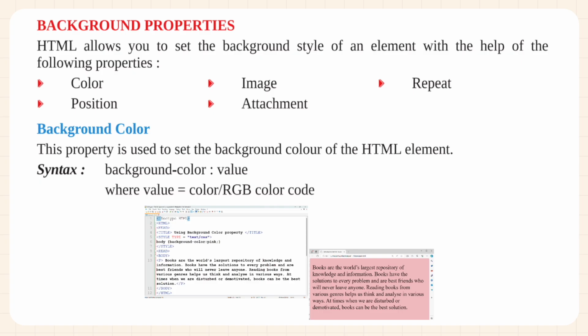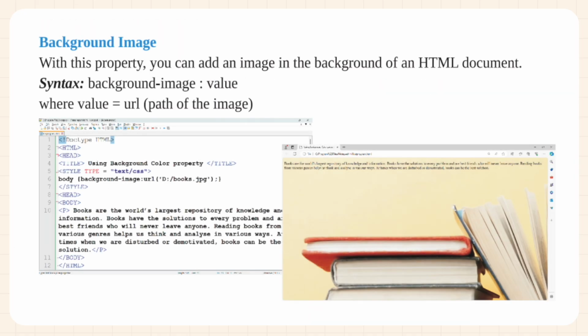Background properties. HTML allows you to set the background style of an element with the help of the following properties: color, position, image, attachment, repeat. Background color. This property is used to set the background color of the HTML element. Syntax. background-color: value, where value is equal to color RGB color code. Background image. With this property, you can add an image in the background of an HTML document. Syntax. background-image: value, where value is equal to URL, path of the image.